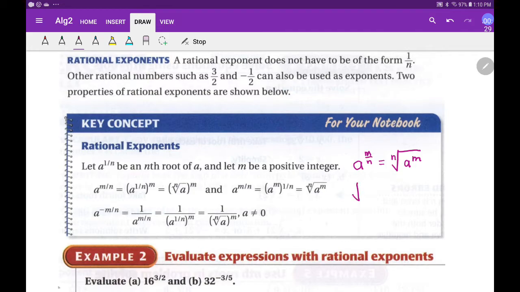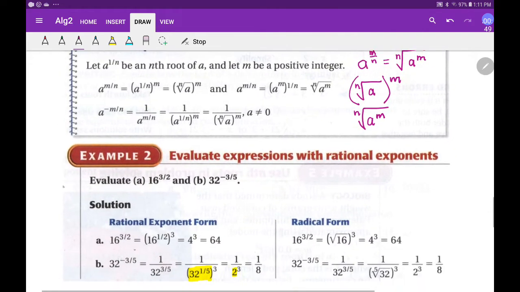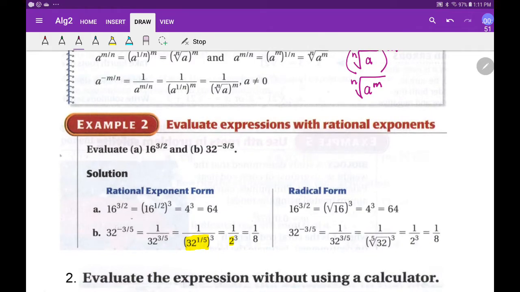You can say, I'm going to take the nth root of a first, and then I'm going to raise it to the m power. Or you could say, I'm going to raise the a to the m power, and then take the nth root. So, you have a choice. And we'll just do according as we think is the right thing.